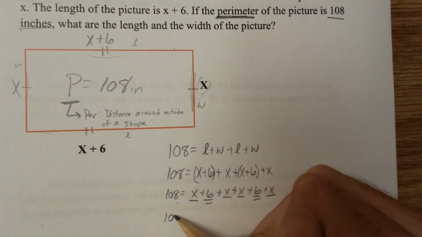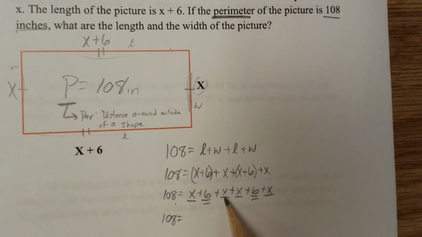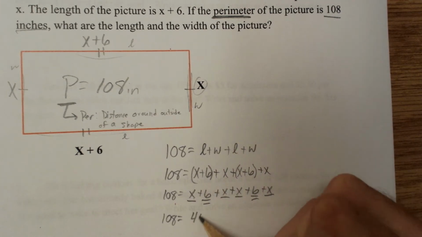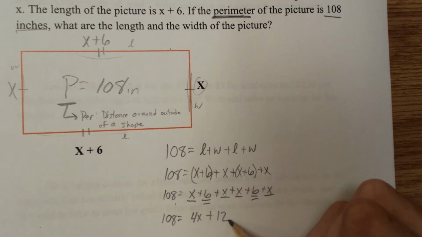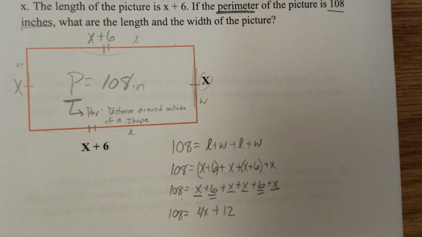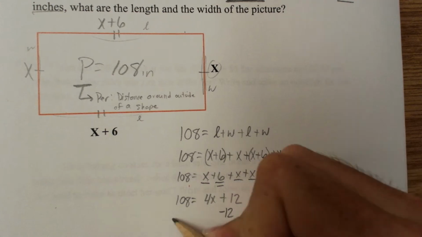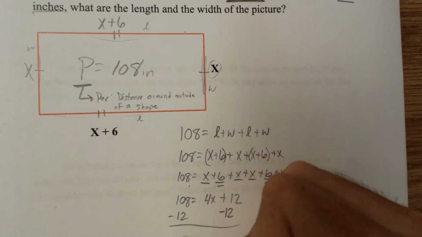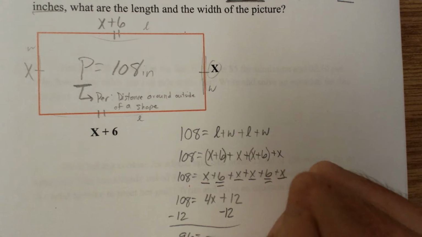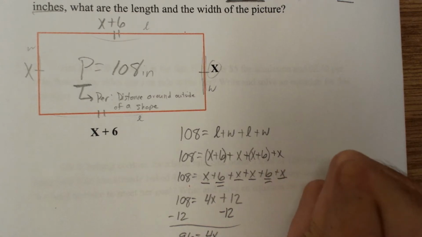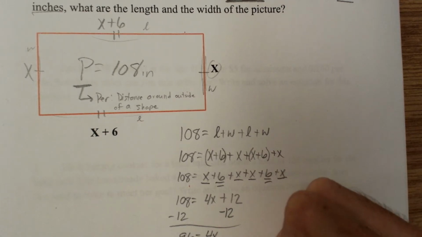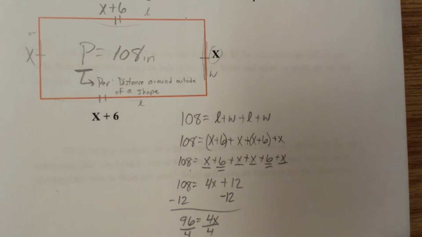You get 108 equals 1, 2, 3, 4x plus 12. And then we just simply solve. So you would subtract 12, you get 96 equals 4x. And when we divide 96 by 4, you get 24 equals x.